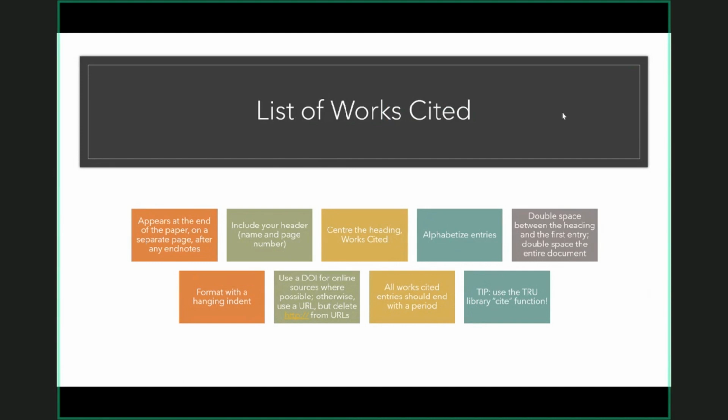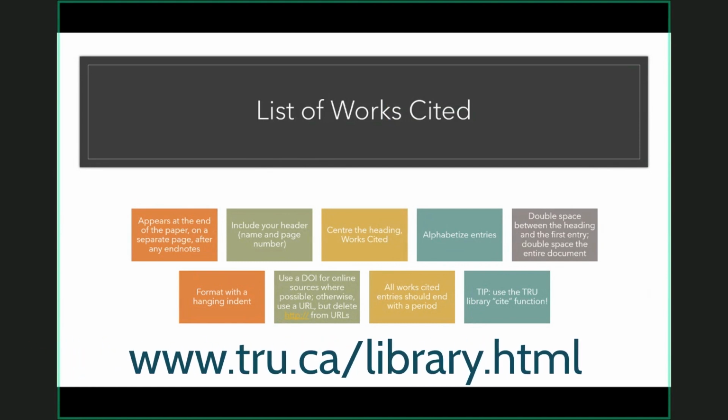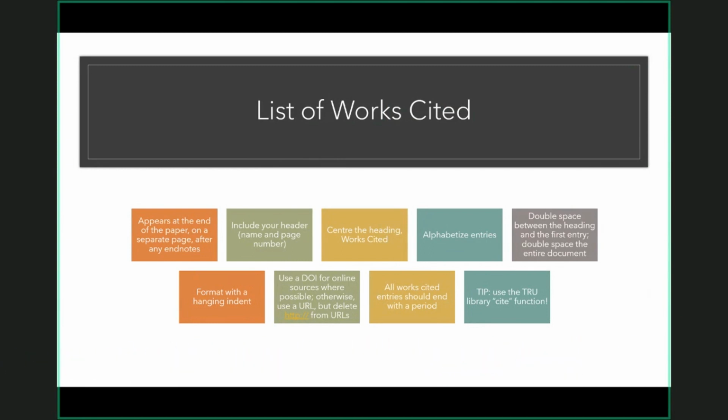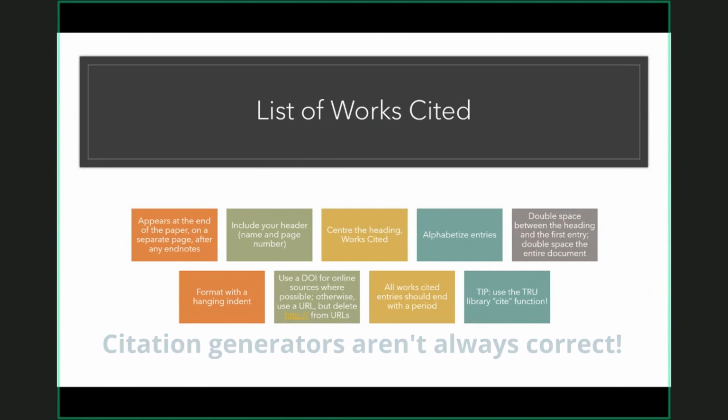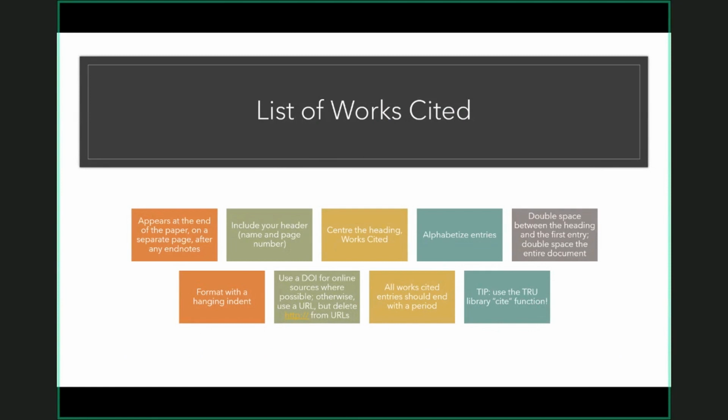I'm a big fan of time-saving tips for students. When you are using the TRU Library website to find your resources, along the right-hand side of the page are several tools. One of them says Cite. If you click on that, it will give you a list of citations. Find the MLA 9th edition citation. A word of caution, the library cite function is not 100% accurate. So simply use it as a starting point and double check to make sure all the information is accurate.